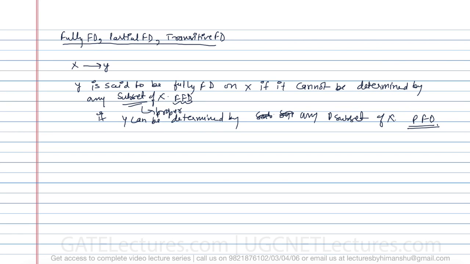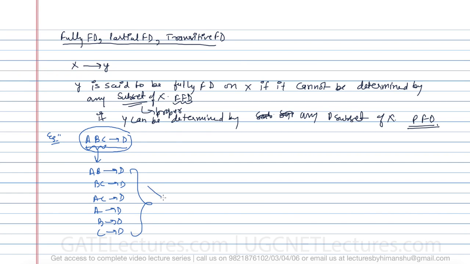Okay, so for example, let us assume we are having the following functional dependency: A, B, C determines D. Now for this given functional dependency, when can we say it is a fully functional dependency? If any subset of this left hand side cannot determine D, then you can say D is fully functionally dependent on ABC. That means we cannot have functional dependencies like AB determines D, or BC determines D, or AC determines D, or A determines D, or B determines D, or C determines D. We cannot have any of these functional dependencies.